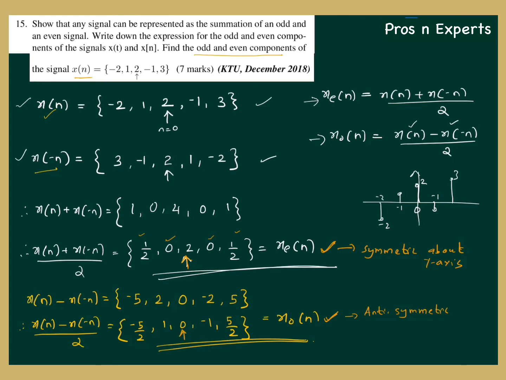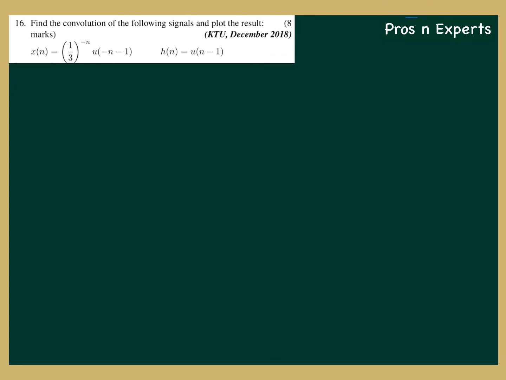This is at n equal to 0. So minus 1 and 1 are anti-symmetric. 5 by 2 and minus 5 by 2, they are also anti-symmetric. So our assumption and answer are correct. So these are anti-symmetric about the y-axis. That completes the solution. Next is a convolution problem.